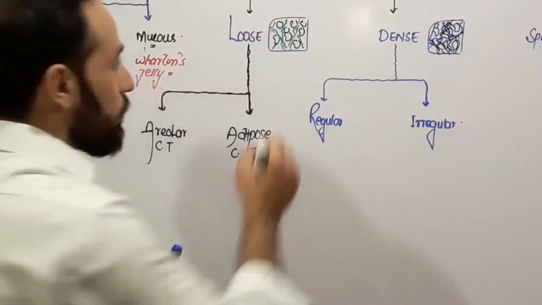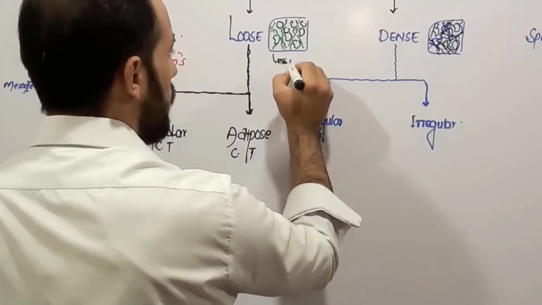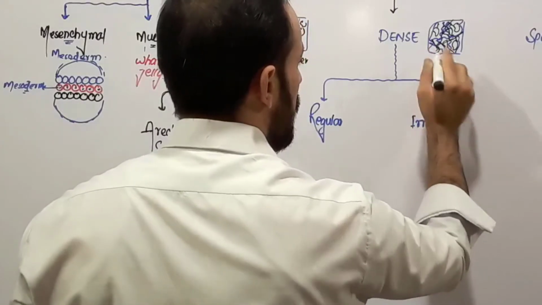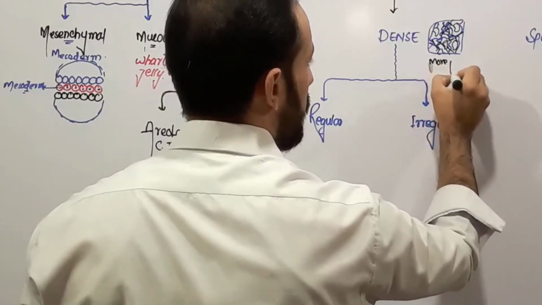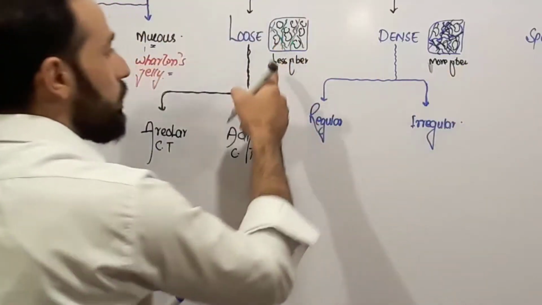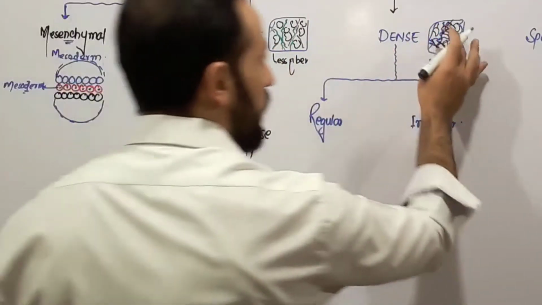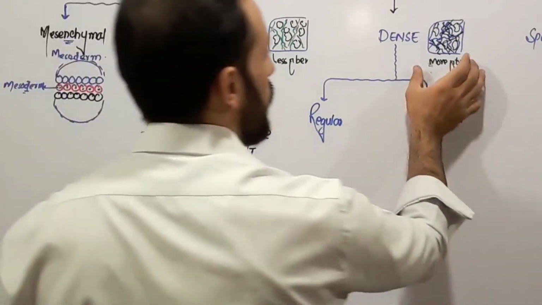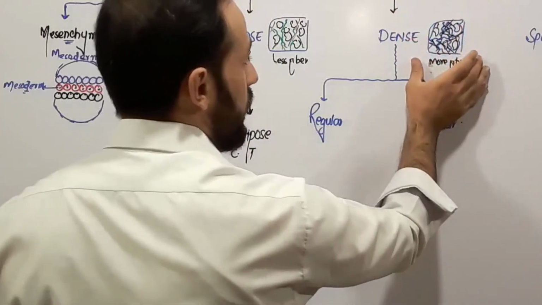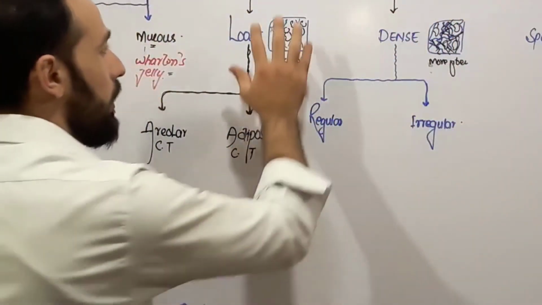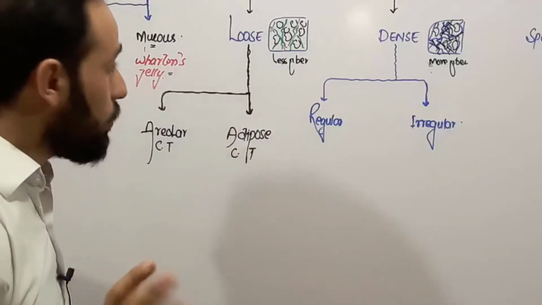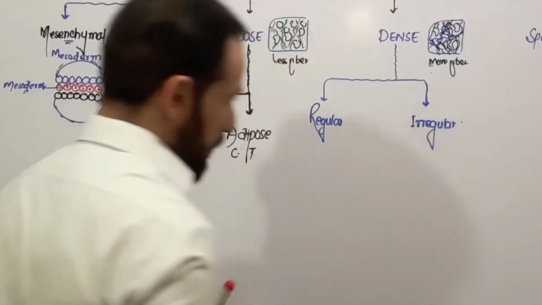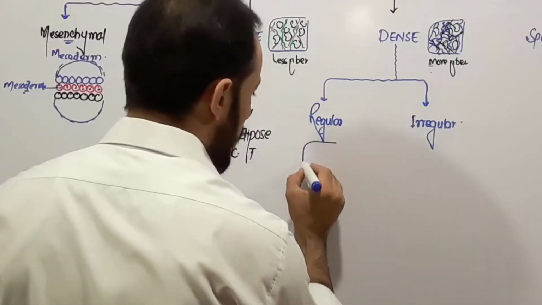So it's quite simple. Here less fibers in loose connective tissue, and in dense connective tissue there are more fibers. Done. Here in loose connective tissue more cells, here in dense connective tissue less cells. That's quite simple, right? So more collagen fibers, mostly collagen fibers. So there are more collagen fibers in dense connective tissue and less collagen fibers in loose connective tissue. Dense connective tissue is divided into regular and irregular. And what is the difference between regular and irregular?